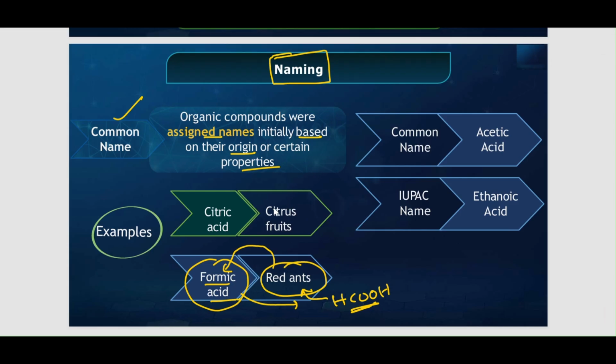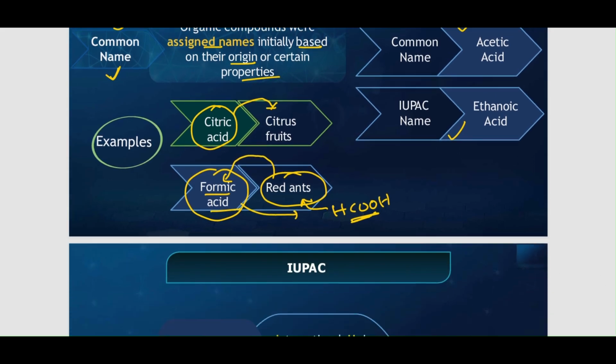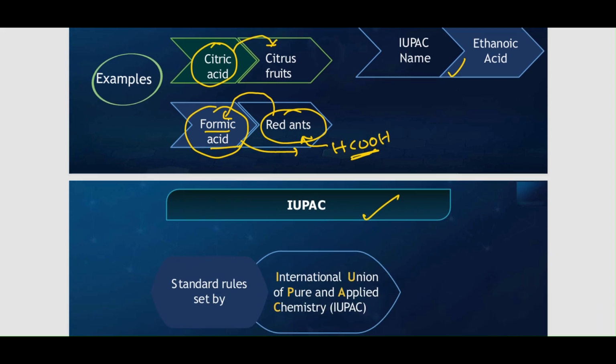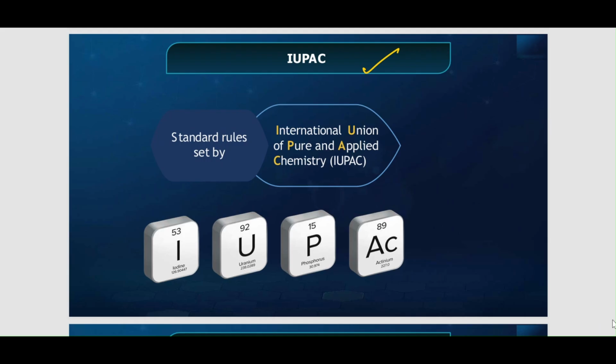Similarly, citric acid is obtained from citrus fruits. So based on the source, or based on the scientist's name, based on the origin, they have assigned some names, and those names are called common names. For example, acetic acid is the common name of ethanoic acid. Clear? And the second type of nomenclature is IUPAC. One is based on the origin, the source, where it occurred. Based on that, we have assigned some names which are called common names. We have seen one example for that, formic acid.